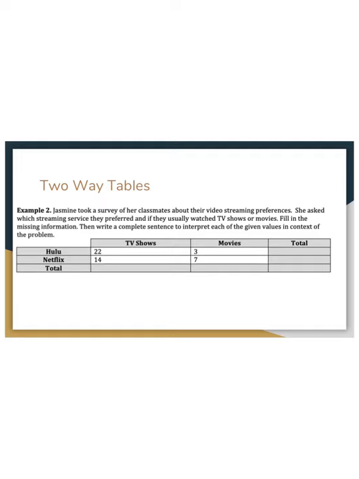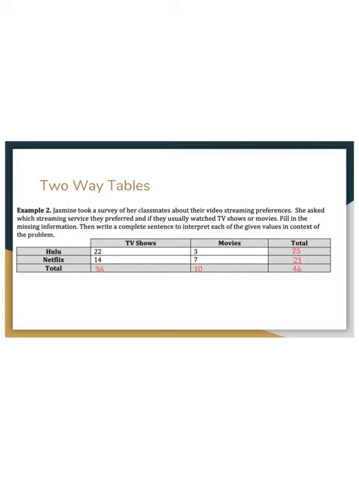For our second example, Jasmine took a survey of her classmates about their video streaming preferences. She asked which streaming service they preferred and if they usually watch TV shows or movies. Go ahead and fill in the missing information and then write a sentence that interprets each of the given values in context of the problem. So go ahead and try and fill out your marginal frequencies now and then check back in to see how you did. All right, let's see how you did.